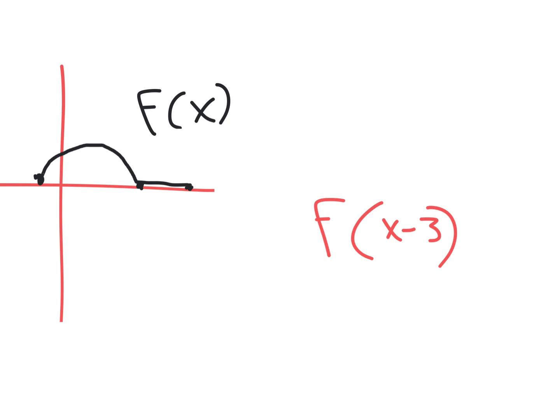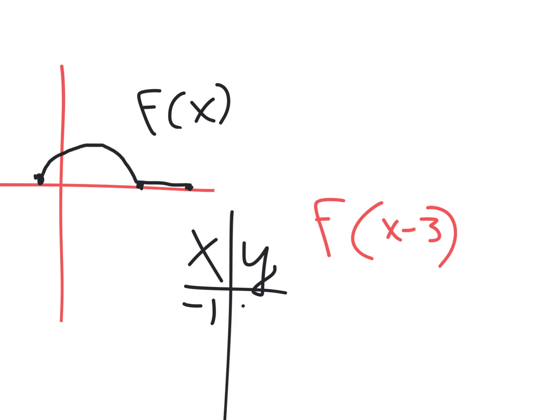Would you agree everything went to the right 3? So if I took my original parent points, I want to do that now. I'm going to tell you this is negative 1 comma 0 for that spot right there. We're going to say that spot's 0 comma 1. We're going to say the top of the hat is at 1 comma 1 and a half. 1 comma 1.5, I'll make it a decimal.